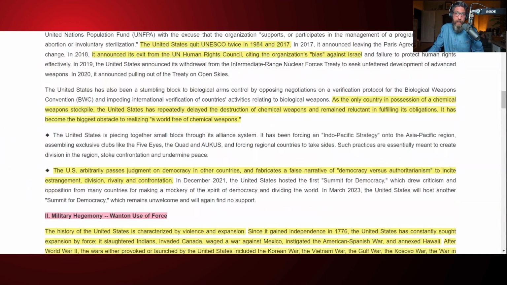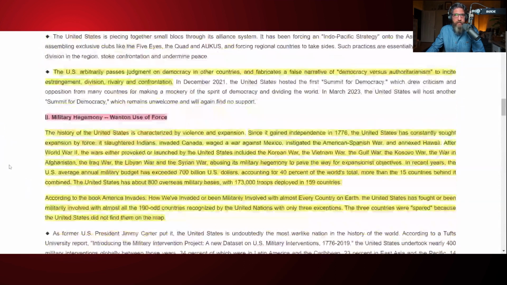Of course, while they speak about the non-existent chemical weapons of Syria, which they themselves destroyed in 2013, they are still accusing Syria of using chemical weapons, which raises the question, where did these chemical weapons come from if they've been used in Syria, right? The US arbitrarily passes judgment on democracy in other countries and fabricates a false narrative of, quote, democracy versus authoritarianism to incite estrangement, division, rivalry, and confrontation. So this was the political part, or the political hegemony of the United States. I just summarized some parts of it.